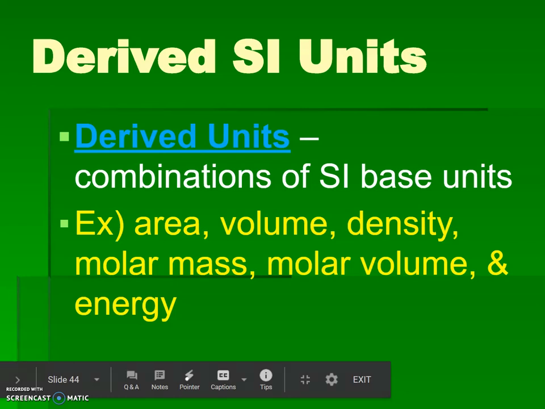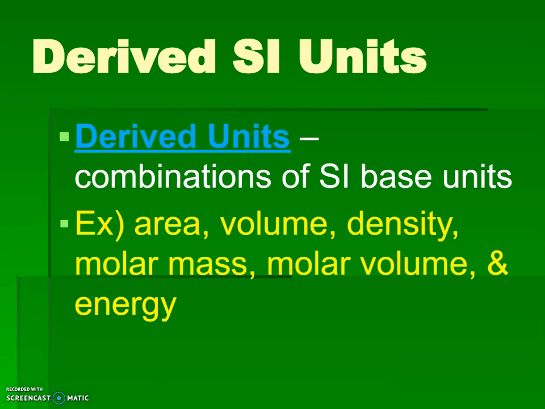In this chapter, we are talking about mathematical calculations, so we have to talk about units that are derived, which means that they're going to be a combination of the SI metric system units that we've seen. You already know ones for area and volume from math class. We're going to definitely talk about density in this chapter and for the rest of the year.